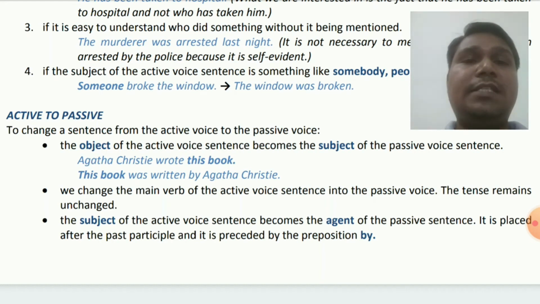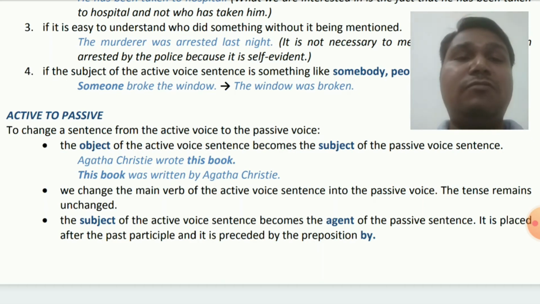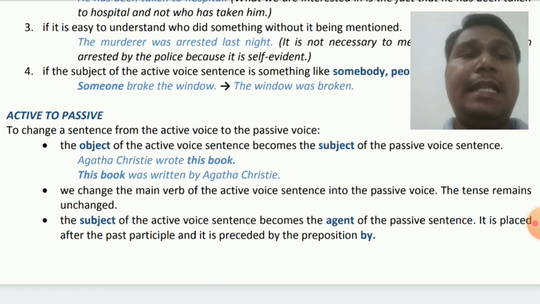The second point is that we change the main verb of the active voice sentence into the passive verb. See here, you can see in the sentence, wrote is the second form of the verb. It means that is simple past tense. But when we change the same sentence into passive, we use the third form of the verb, that is past participle. But the tense remains unchanged. We have not changed the tense.